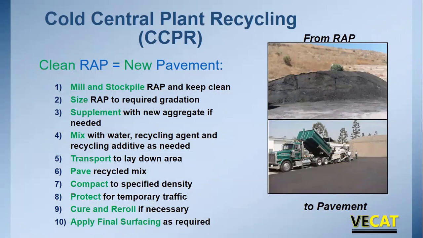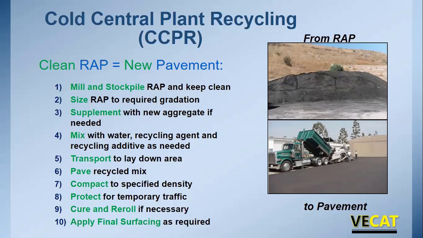So, a basic overview, and we'll go over these steps for cold central plant recycling. Basically, we want to start with clean RAP, and we're going to turn this into a new pavement. At some point we have milled and stockpiled RAP, but it's really important that we keep this clean. We don't want to use the junk RAP pile. We want a nice, good, clean RAP stockpile where you've used proper stockpile management techniques. We're going to size the RAP to the gradation we want. We might supplement it with new aggregate if we think the aggregate in the RAP could use a little improvement. We're going to mix this with water, a recycling agent, and possibly recycling additives to make the mix.